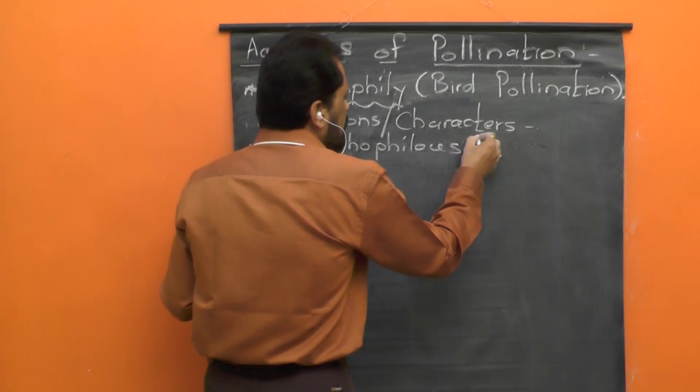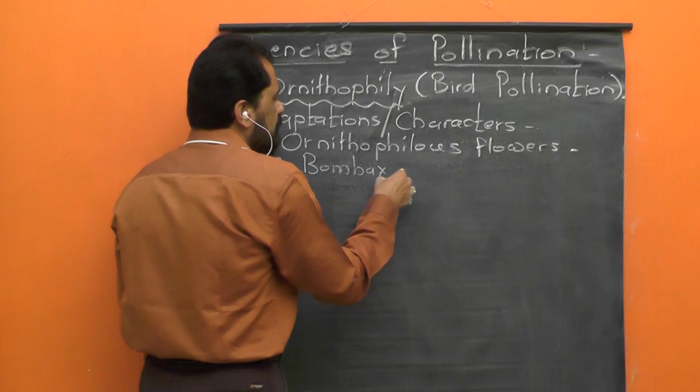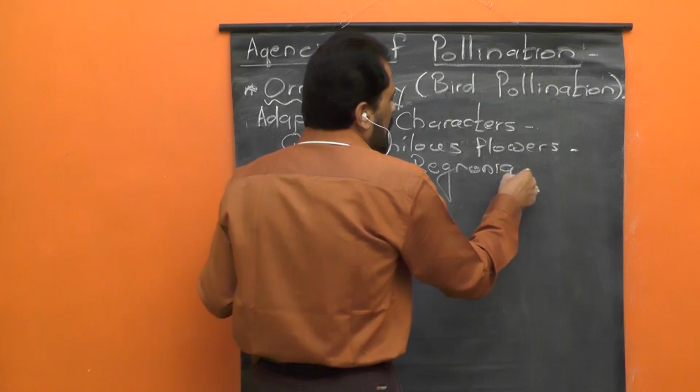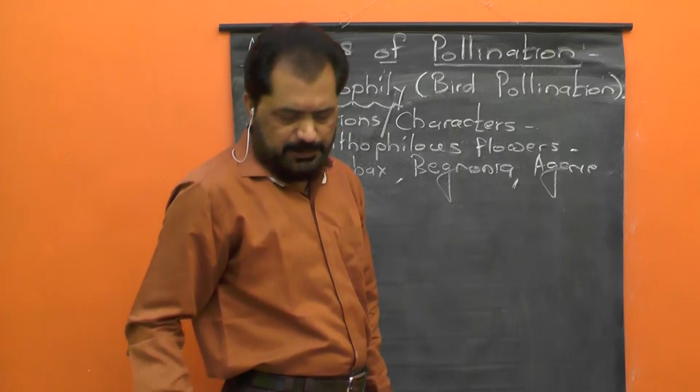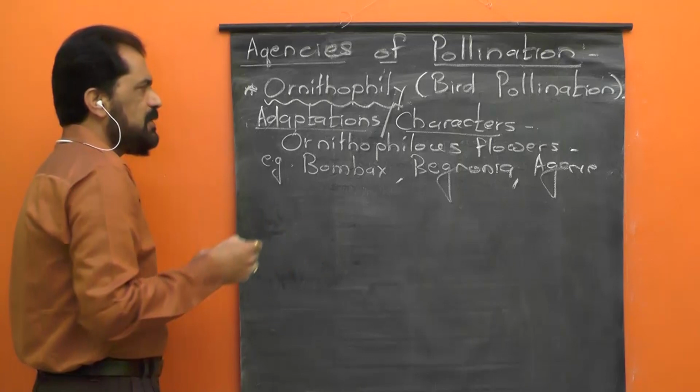I would like to give an example. Wombat, or Bignonia, Agave, these are some common examples in which ornithophily, that is bird pollination, is seen. So now let us talk about the special characters shown by these flowers.